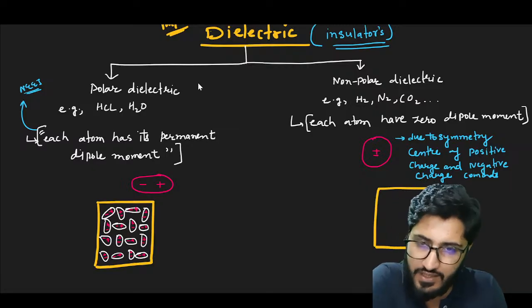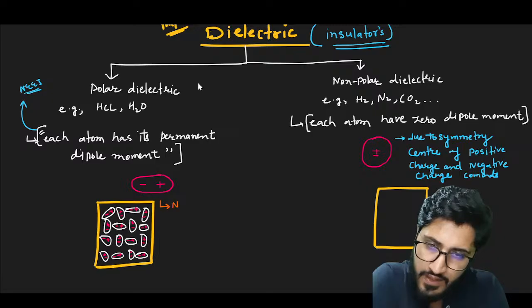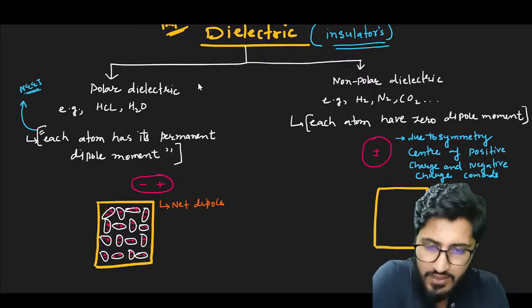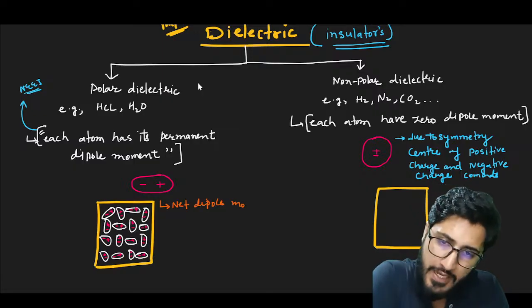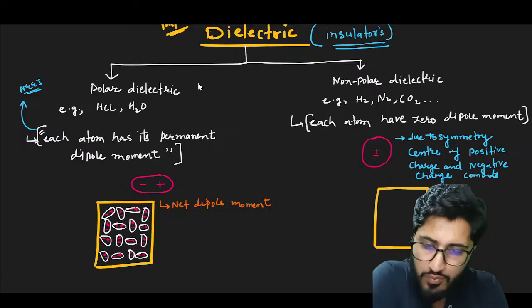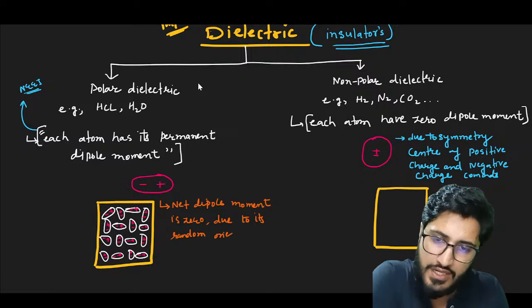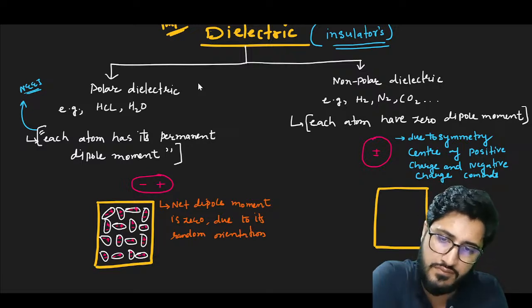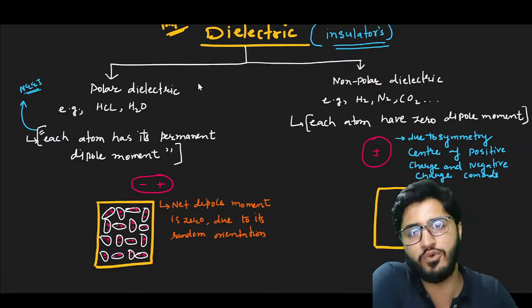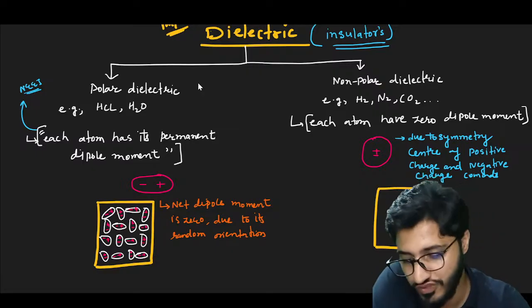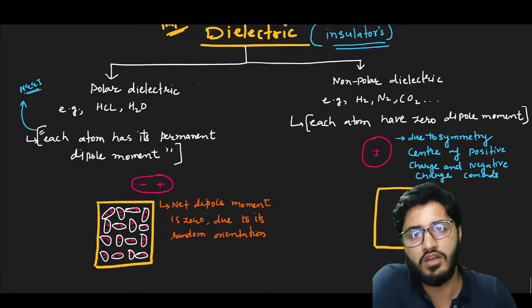So you will write here for this one, sir, net dipole moment. The net dipole moment is 0. Why? Because of its random position or orientation. So the net dipole moment of a polar dielectric is also 0, shunya.